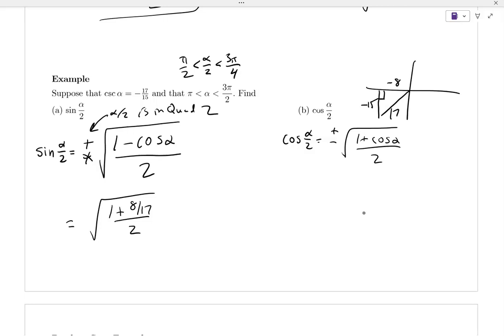Okay. We already calculated what cosine of alpha is. It was negative 8/17, right? So I'll have 1 minus 8 over 17 over 2. Then the last thing we have to determine is it positive or is it negative? Well, you just told me a second ago alpha over 2 is in quadrant 2. So do we use the positive or do we use the negative? Negative.